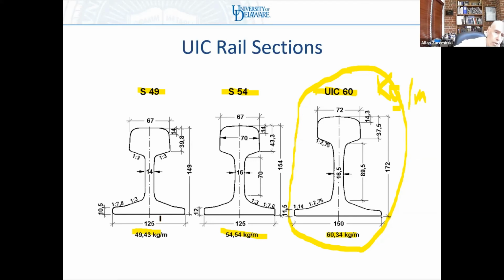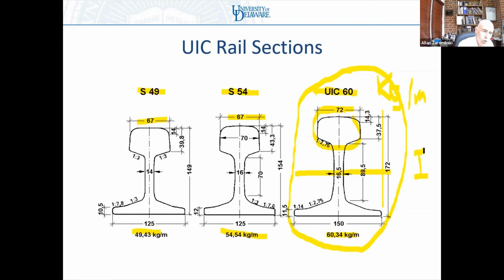Now, take a look at the differences between rail sections. The heavier the rail section, the taller the rail section, and the larger the head of the rail. Notice the UIC 60 rail section is wider than the other two sections. It's 72 millimeters wide as opposed to 67 millimeters wide. It's higher, 172 millimeters as opposed to about 150 millimeters. As a result, it will have a larger moment of inertia, which means it's stronger in bending.